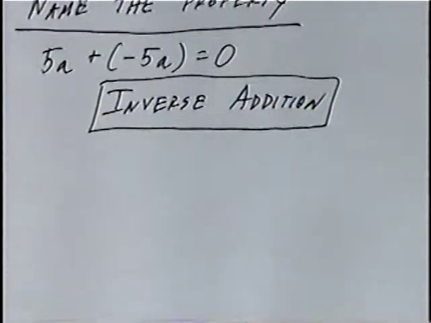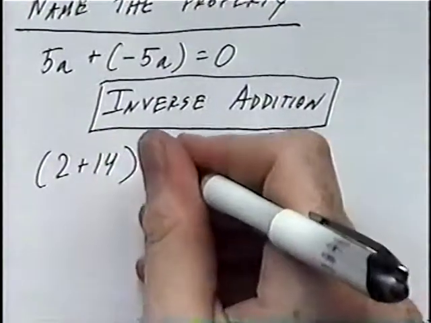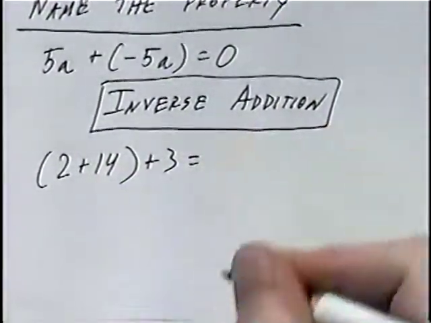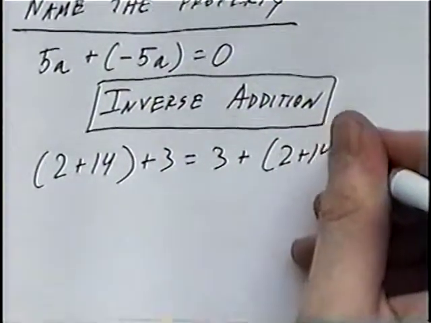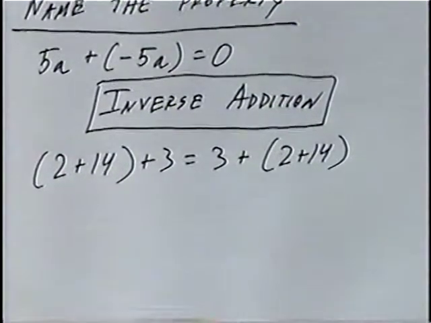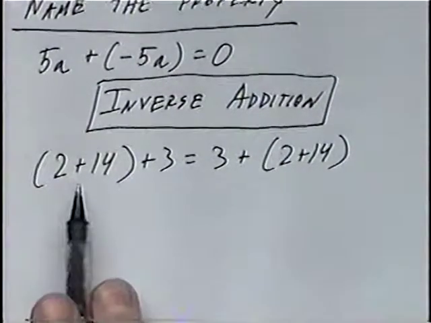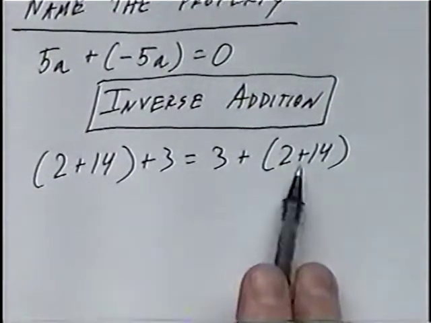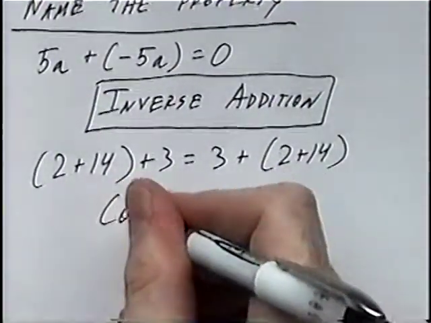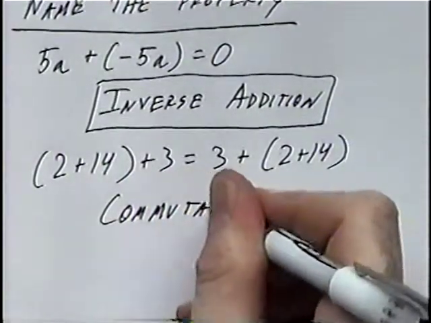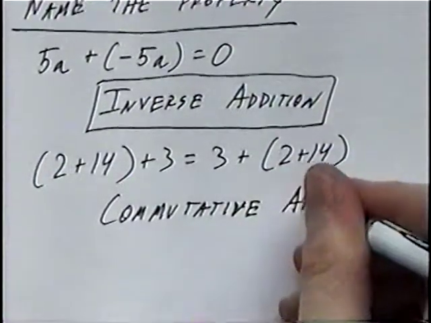Second question and last question for the section. In parentheses, 2 plus 14 plus 3 equals 3 plus, in parentheses, 2 plus 14. In this case, it looks like associative, but if you look closer at the problem, 2 plus 14 stays the same in each of the parentheses. It just changes from the first term to the second term. So this is actually commutative. And again, since we are adding, this is commutative addition.